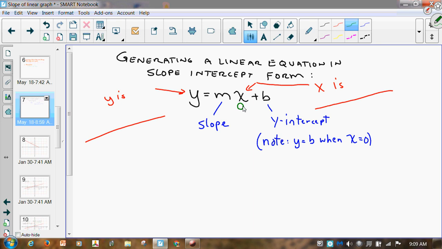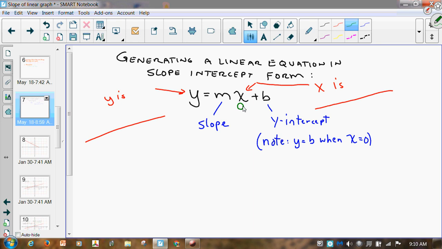The very significant thing is that in most general form equations or most standard form equations, y equals b, or whatever term is the furthest one, the constant term, is your y-intercept. And we'll get much deeper into this in Algebra 2.